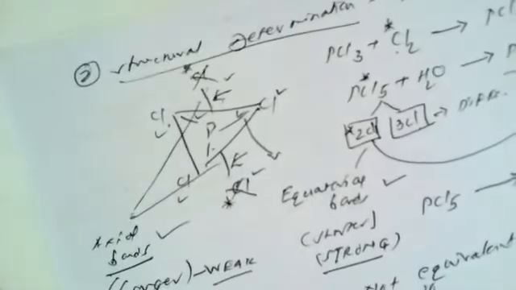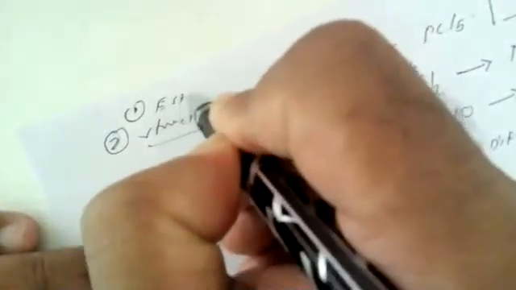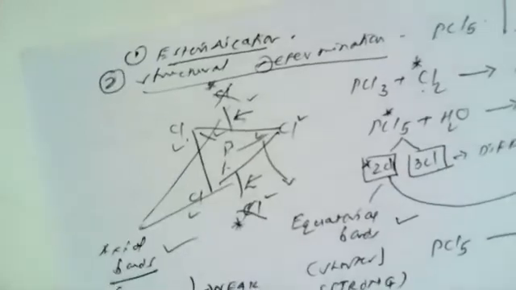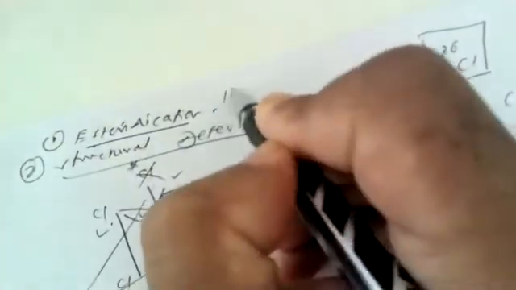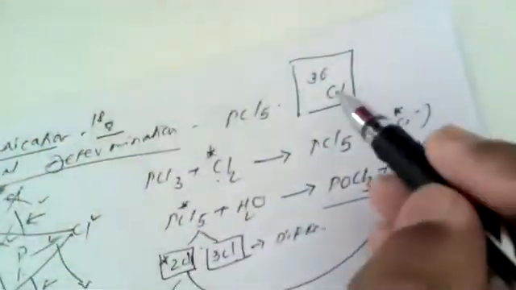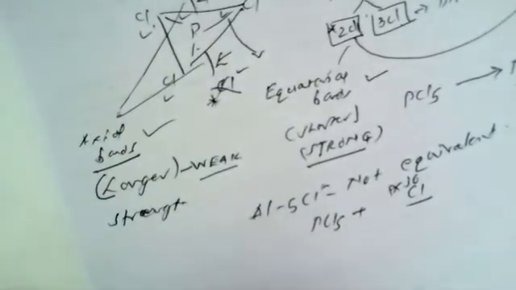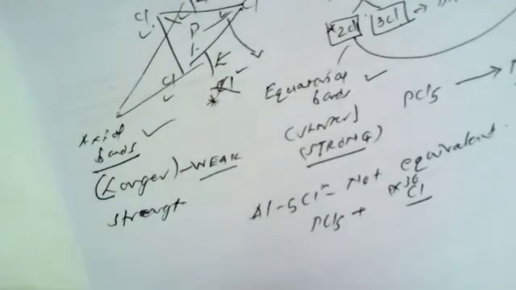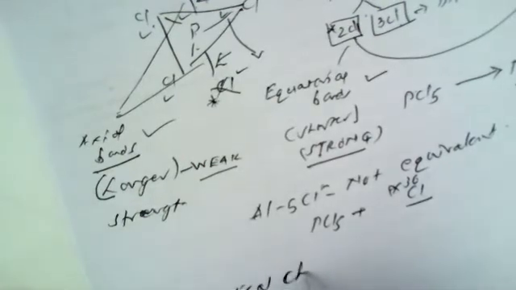The first reaction that we studied is known as esterification, that is the formation of an ester, where we used radio-oxygen, the isotope of oxygen. In this case, we have used the isotope of chlorine, that is 36. Now, the third, which is a very important application, is in analytical chemistry.